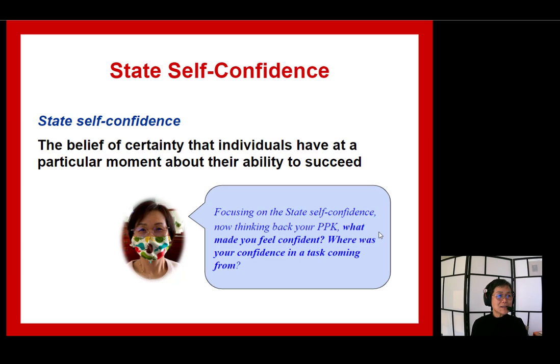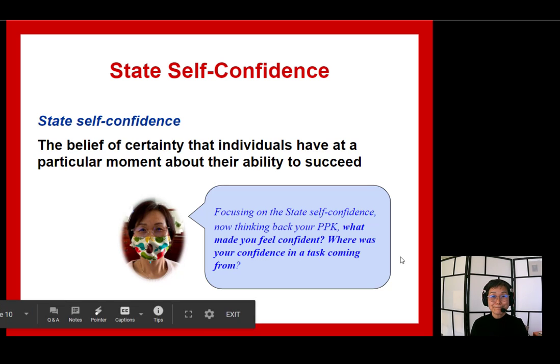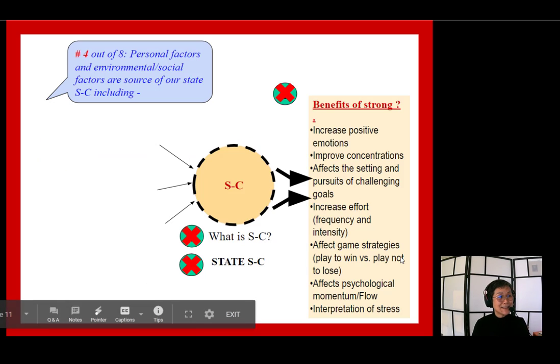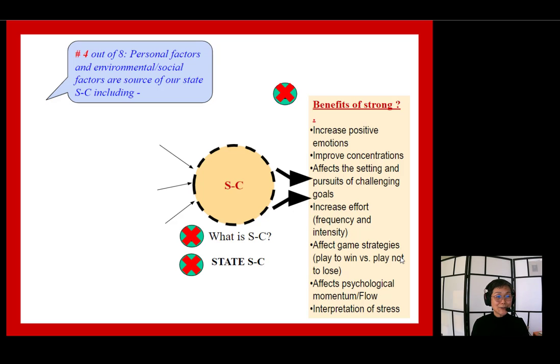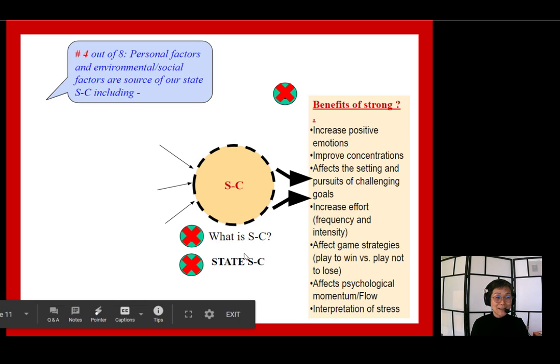All right. So what is state self-confidence? That's a belief of a certainty that individuals have at a particular moment about their ability to succeed. Particular moment. So today it's good, tomorrow it may not be. And with this particular task I could be confident, not with another one. So it can change depending on the situation. That's state self-confidence. All right, moving down. So we did number 1, 2, 3. Now you can see 3 changed to state self-confidence. Got it?